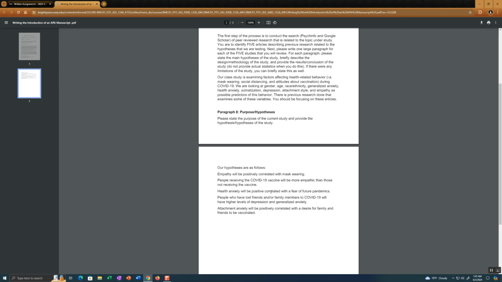Hypothesis 3, health anxiety will be positively correlated with a fear of future pandemics. Find an article looking at health anxiety and how people feel about pandemics or illness in general. And there's lots of research on this.